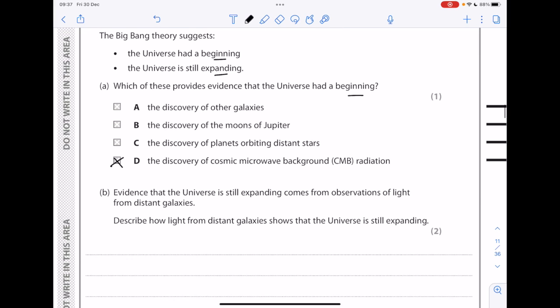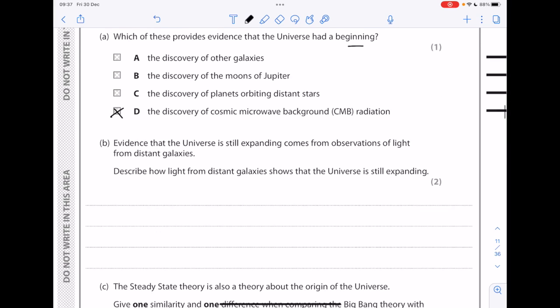Evidence that the universe is still expanding comes from observations of light from distant galaxies. Describe how light from distant galaxies shows that the universe is still expanding. So this is all about redshift. Because light from distant galaxies appears more red, that is light with a longer wavelength, which means they must be moving away from us. And therefore the universe is still expanding.